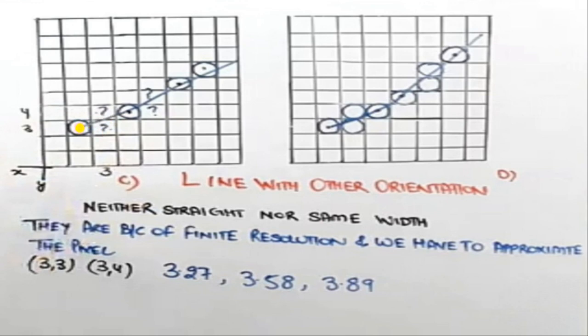So what I will do is take the x-axis and y-axis values. Whatever the line is, 3 comma 3 and 3 comma 4 will become the points. Whatever the line is passing in between the two grids, those points I will take. So I got the 3 comma 3 and 3 comma 4 coordinates. I take approximate values of the pixel, something like 3.27, 3.58, or 3.89.